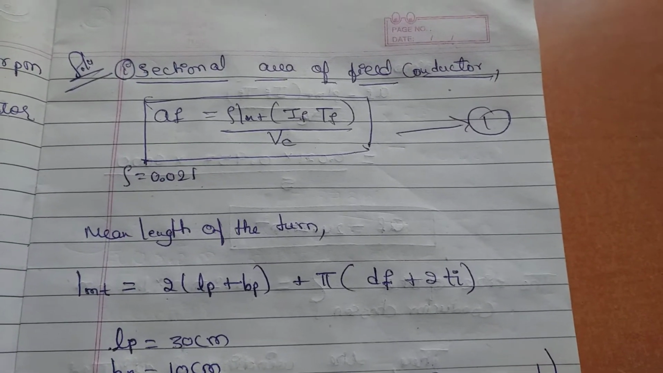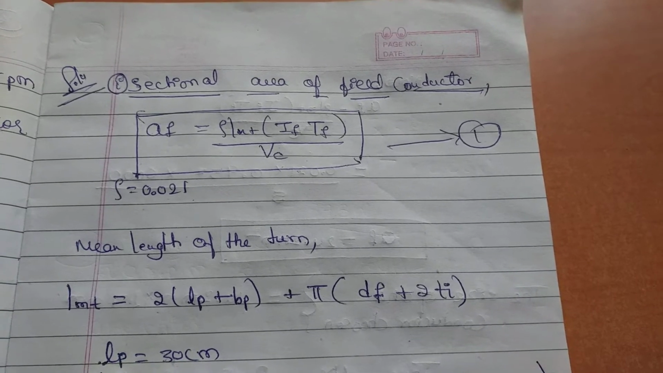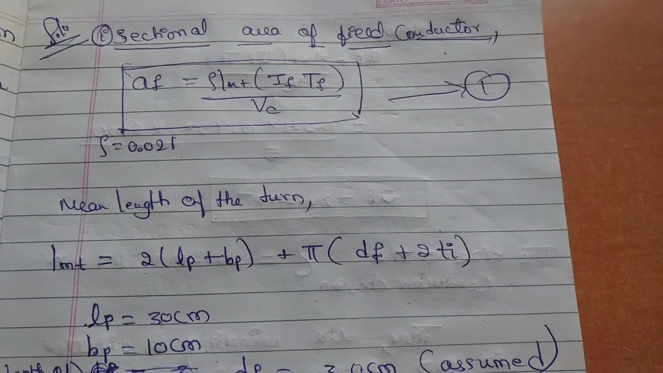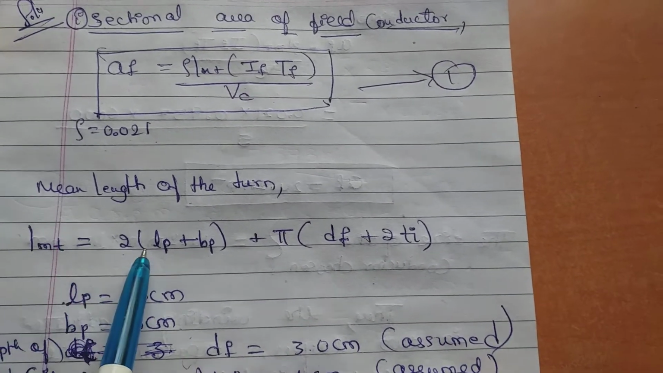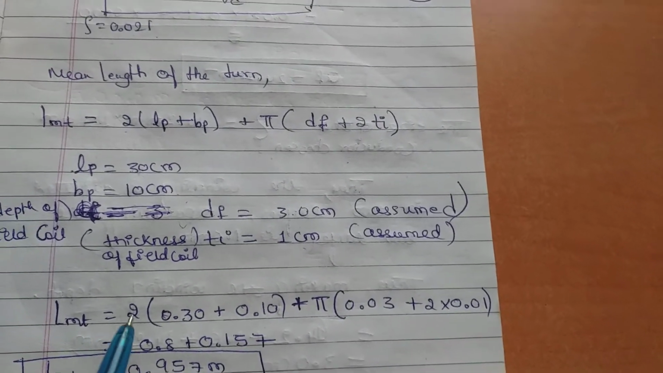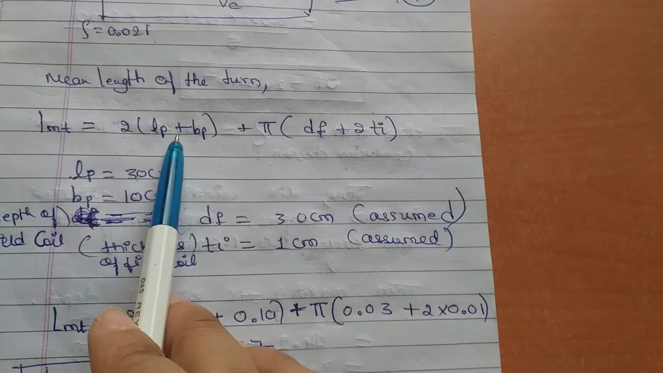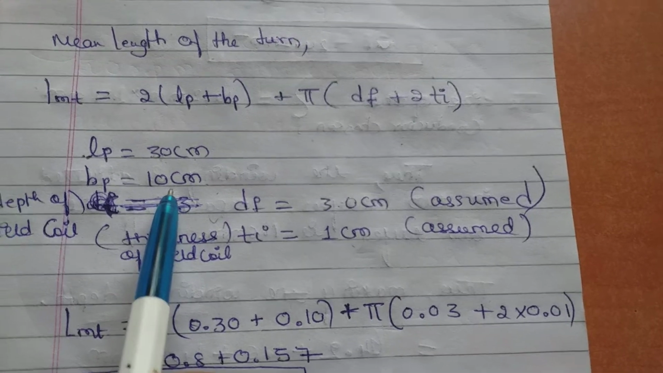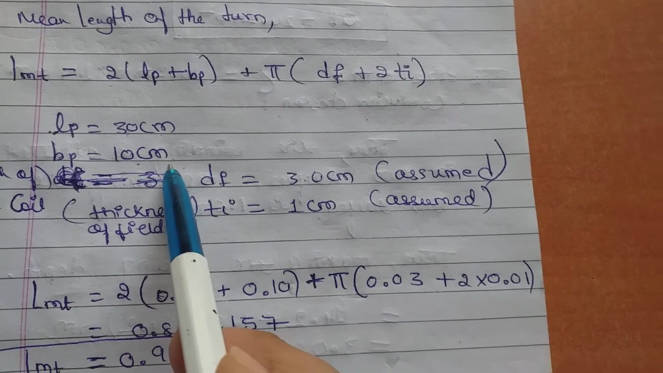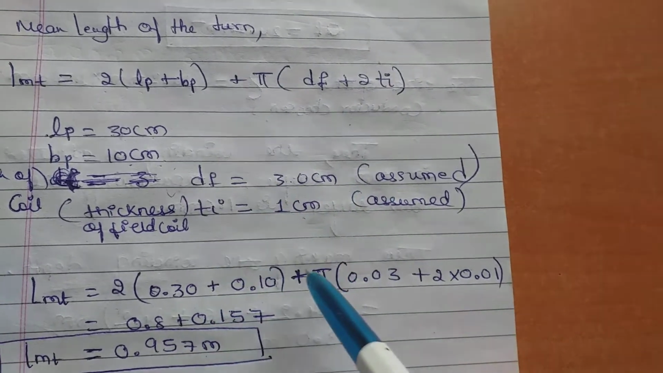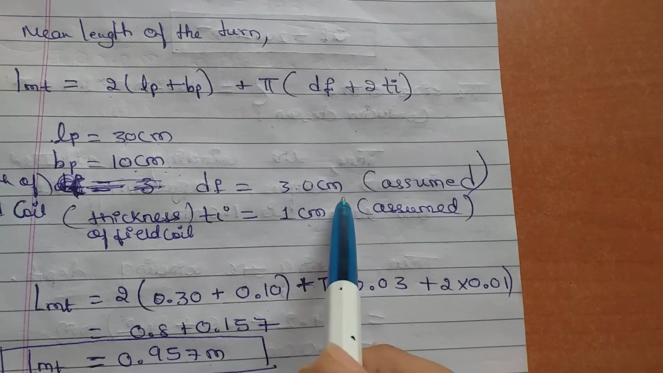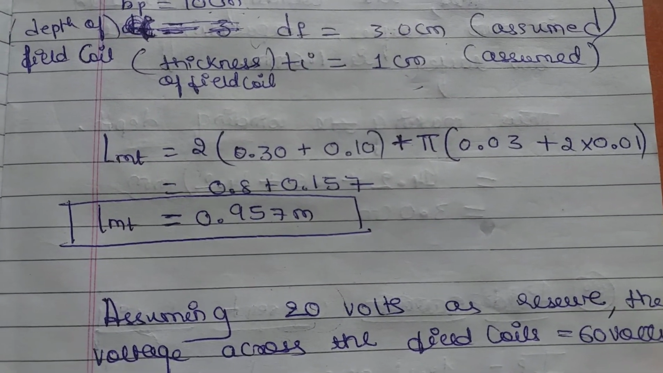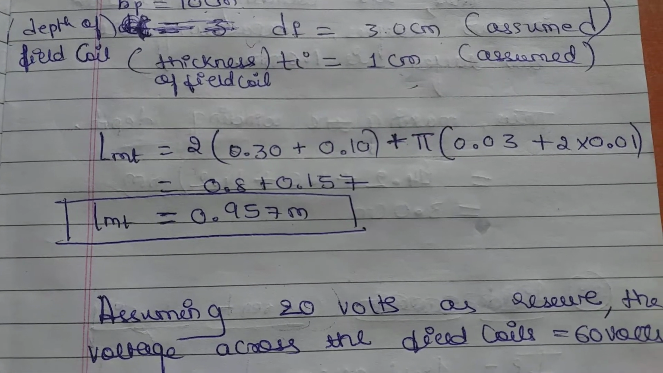Sectional area of the field conductor AF is equal to rho LMT IF TF divided by VC. Rho is a constant, which is 0.021. The length of mean turn can be calculated from this formula. In this LMT, 2 is a constant, LP, the length of the pole body, they have already given as 30 centimeter, and the width or breadth of the pole body is given as 10 centimeter. Pi is a constant, df is assumed as 3 centimeter and the thickness of the field coil is assumed as 1 centimeter. With this we are getting the LMT value as 0.957 meter.